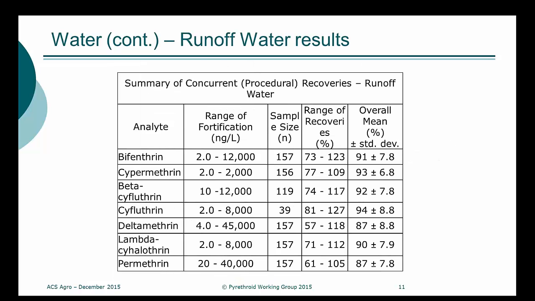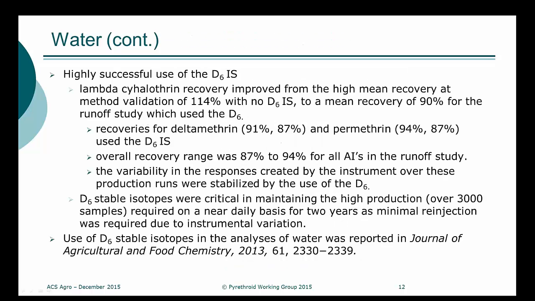For the actual runoff study itself, all of the compounds did have the internal standard, and we were able to maintain a very steady overall mean for all recoveries with a very tight standard deviation. So what that meant is that it was highly successful in using this internal standard. The lambda-cyhalothrin recovery improved from a high mean recovery at validation of about 114% to the mean recovery of 90% for the runoff study when we actually had the D6IS.